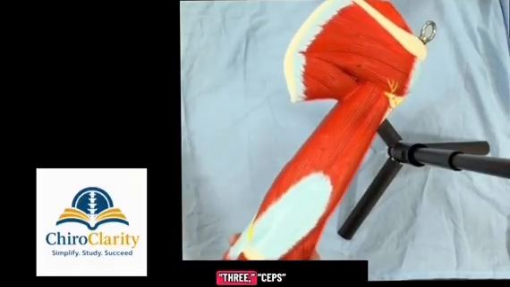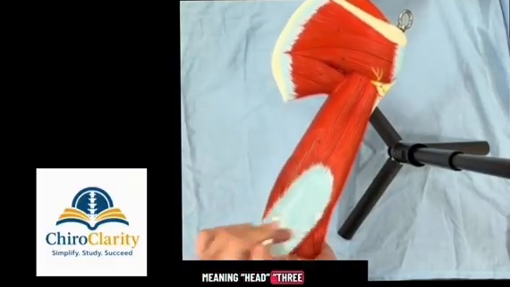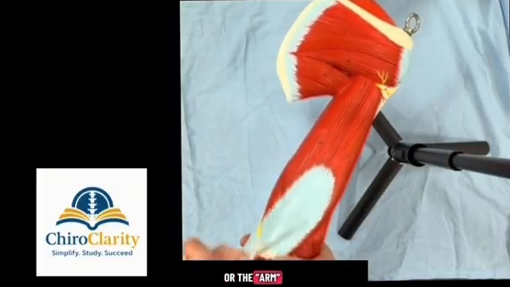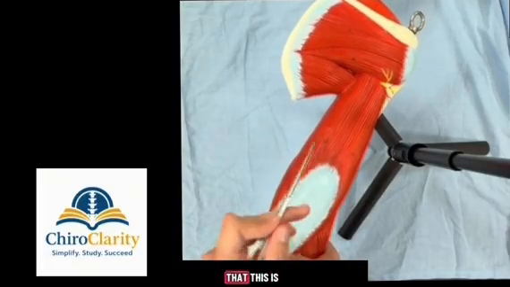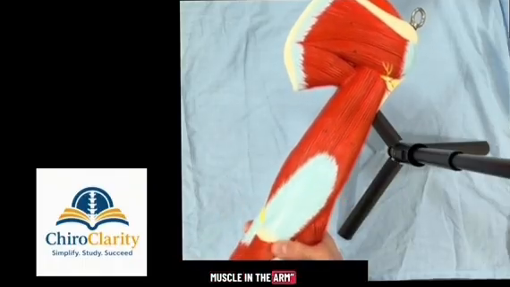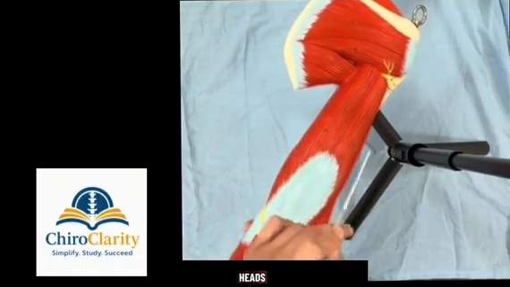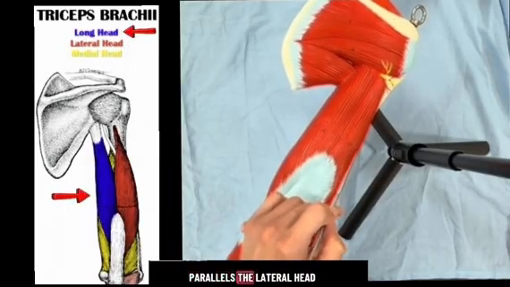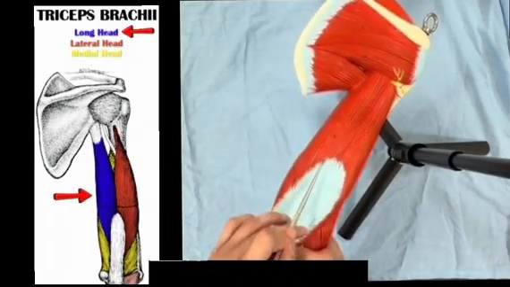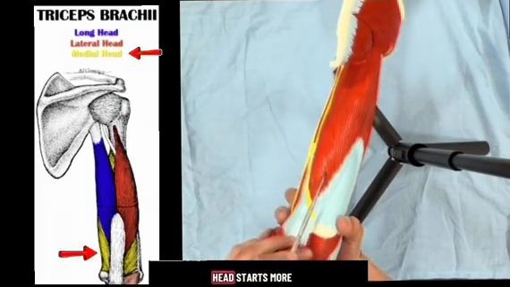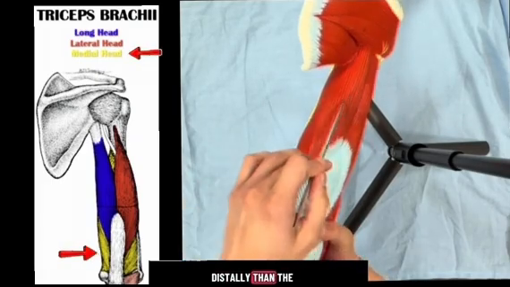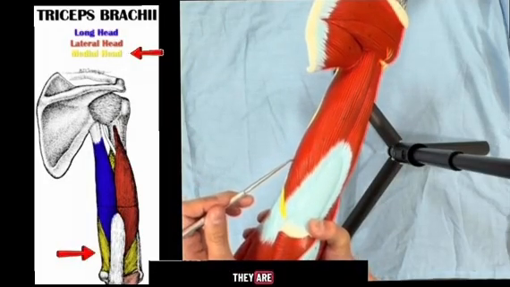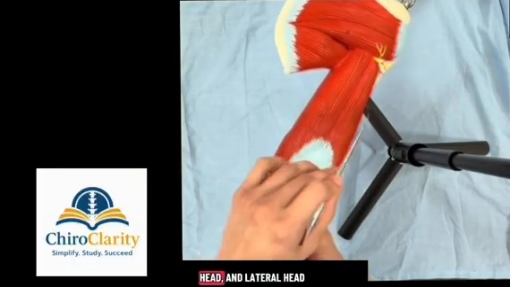Triceps, tri meaning 3, ceps meaning head, 3 heads. Brachii, referring to the brachium or the arm. Muscle, telling you that this is a 3-headed muscle in the arm with 3 different heads. The lateral head is lateral. The long head parallels the lateral head but is medial to it. And the medial head starts more distally than the other 2. It's not as long as them, but it is more medial than they are. Medial head, long head, and lateral head.